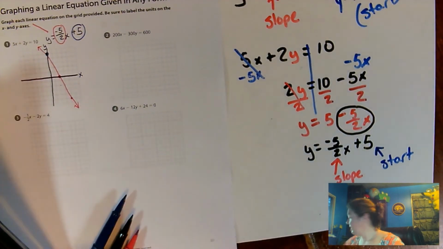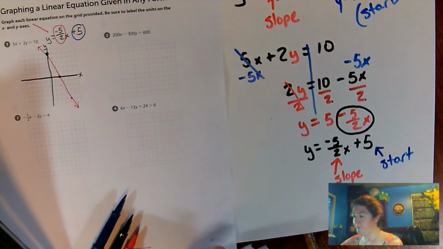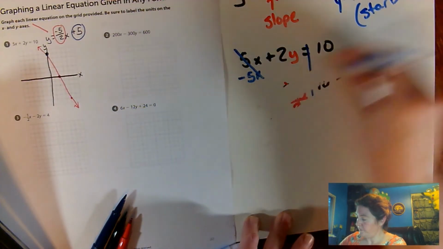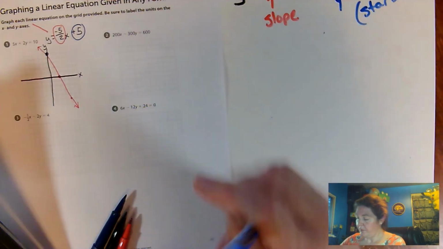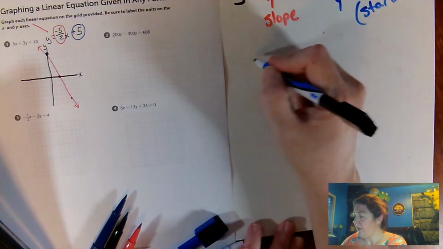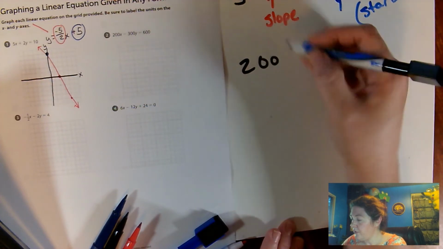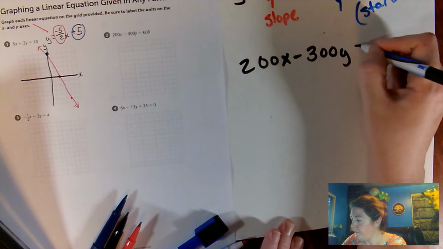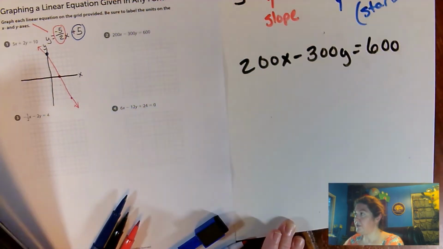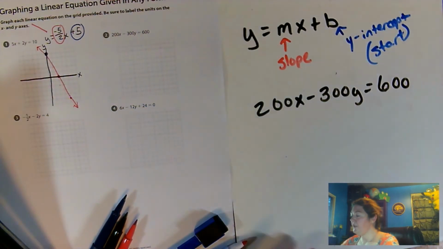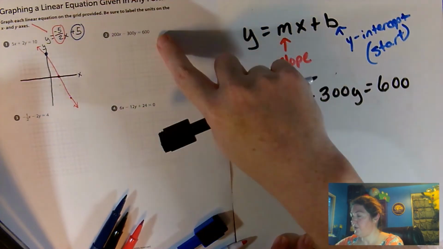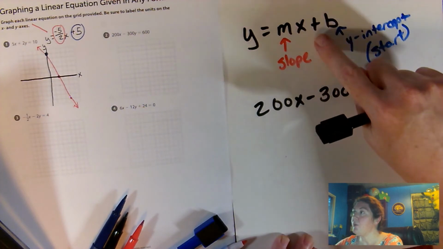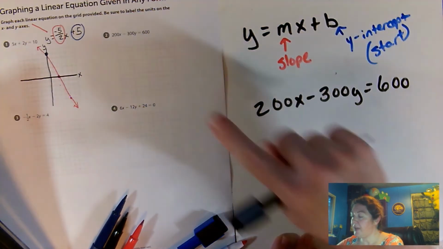Alright, let's go to the second one. Give me just a second to reset. Alright, my second equation is 200x minus 300y equals 600. Alright, this is my equation. It is not in this form. I need to get it into y-intercept form so that I can graph it.